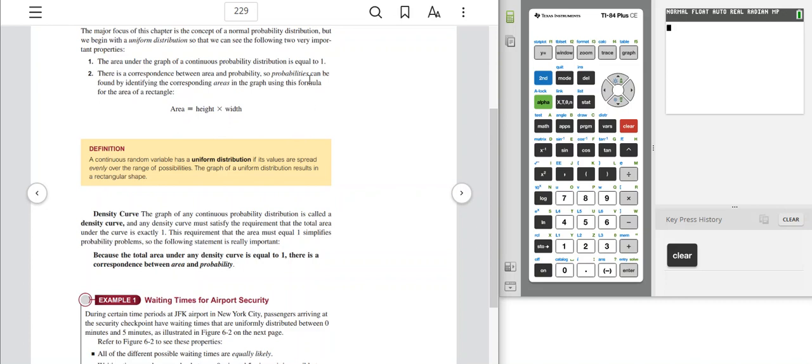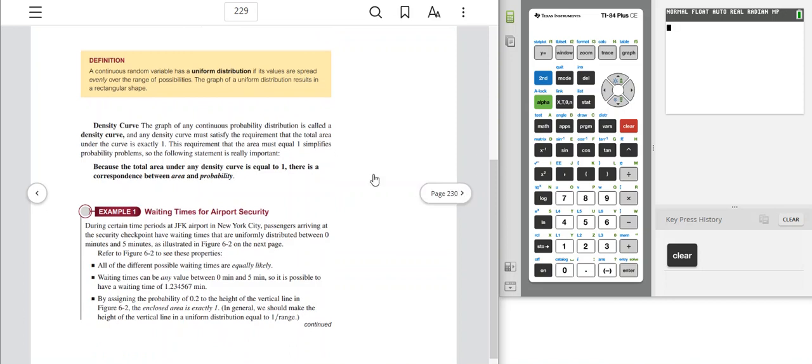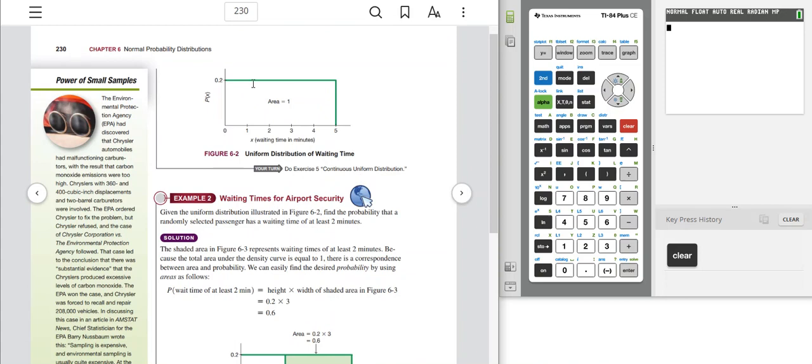When they talk about this, they're talking about a rectangular region, right? So he says, okay, a uniform distribution is kind of shaped like a rectangle. All right, so here's our rectangle. If I want to find the area of this thing, well, we just take length times width, or height times length, whatever you want to call them.